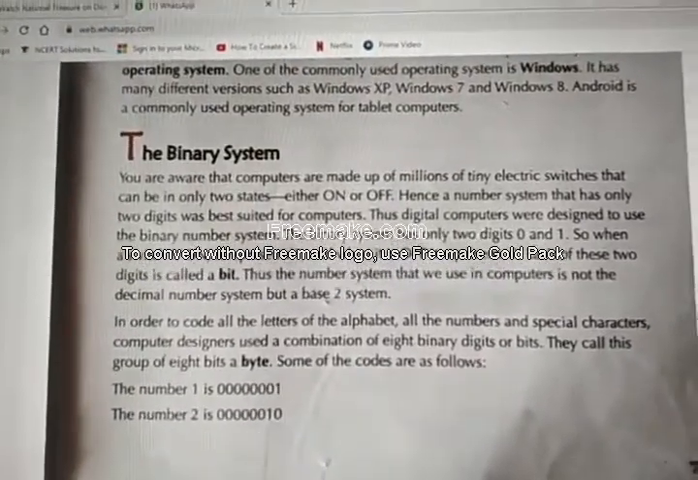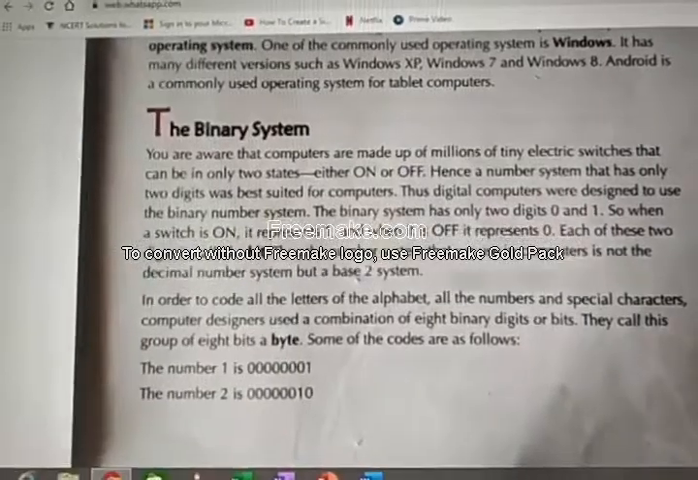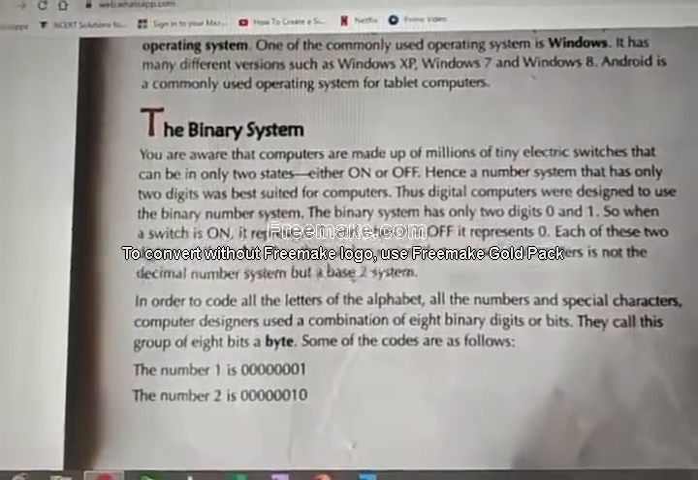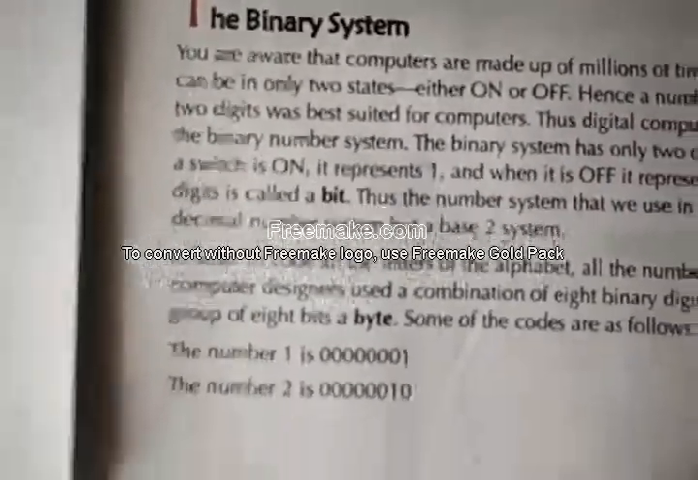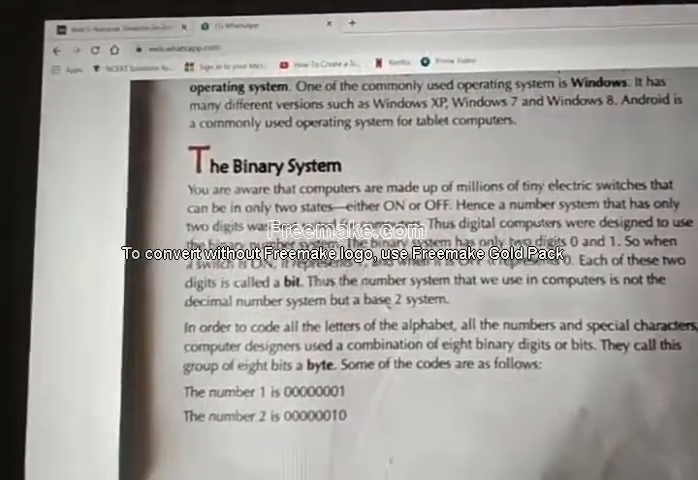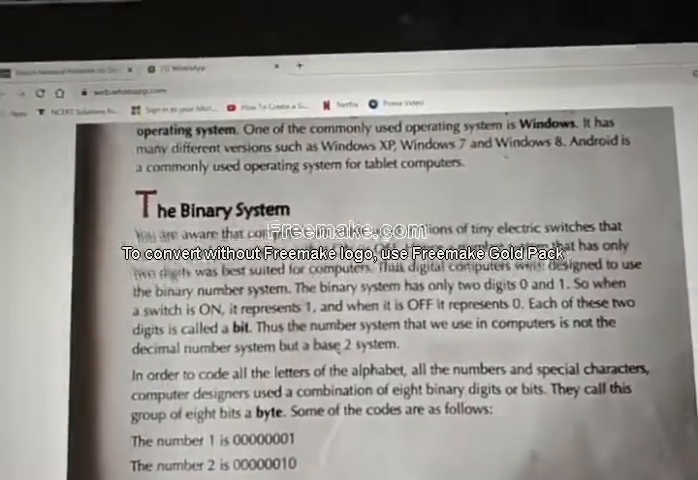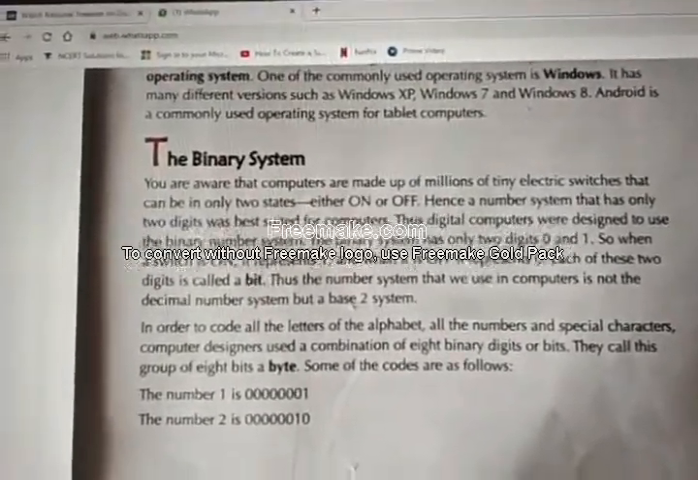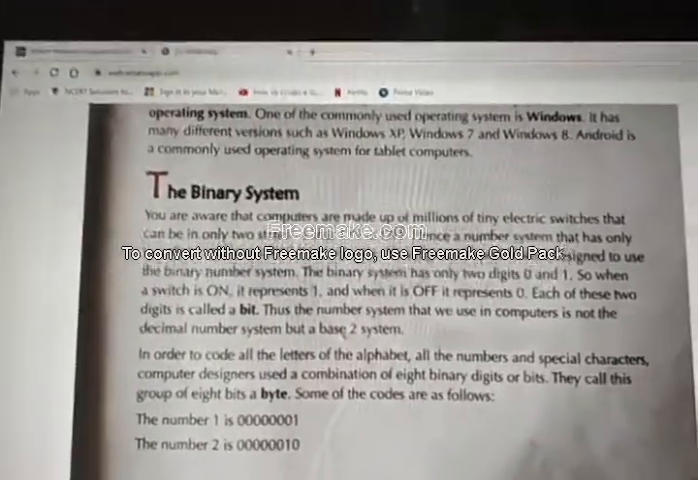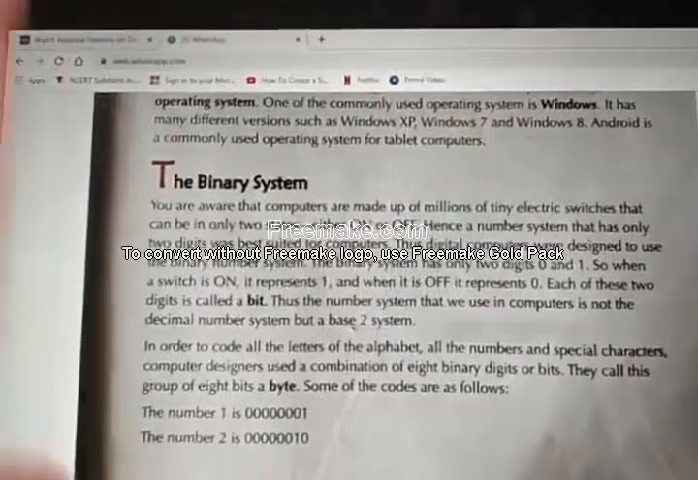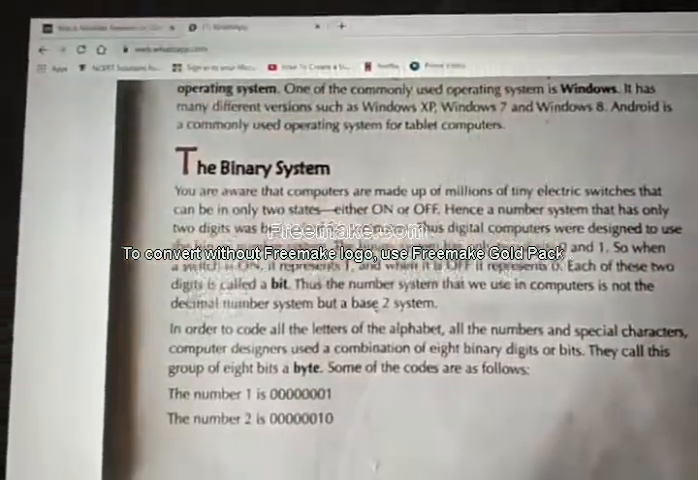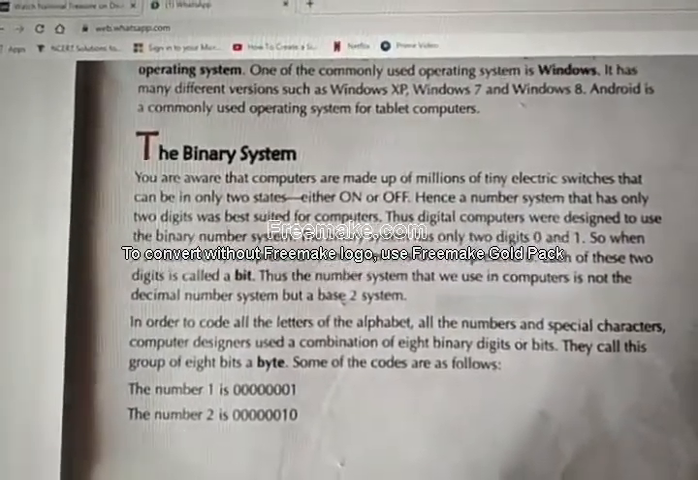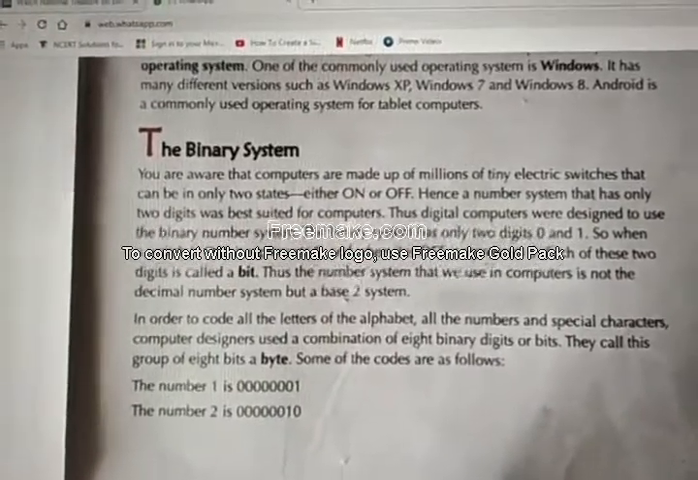These tiny switches are also called bits. Each and every tiny switch is technically, in computer language, called a bit, B-I-T. When one bit is on, it represents 1. When that bit is off, it represents 0. In millions of switches, if some bit is on, it represents 1. When the switch is off, it represents 0. This is called the binary system. Zeros or ones are called the binary number system.